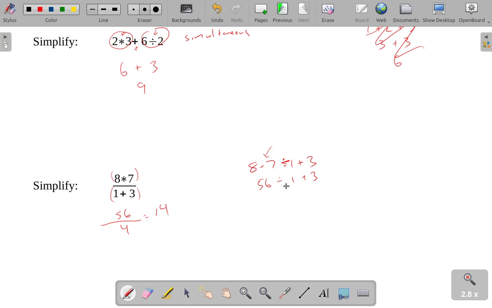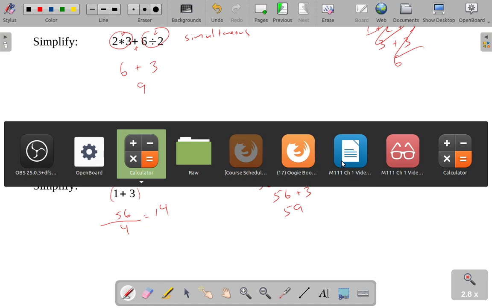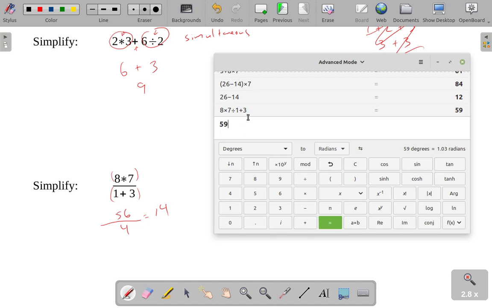At this point it would then see that it needs to do the division. 56 divided by 1 is 56. And then 56 plus 3 is 59. That's where it got the 59 from. Again, the calculator is doing the correct thing. The problem is that we didn't type in the correct thing.